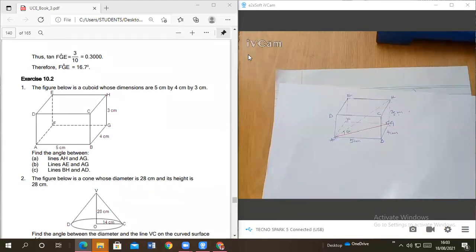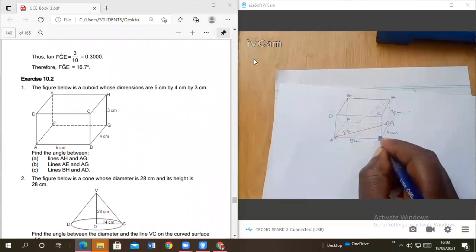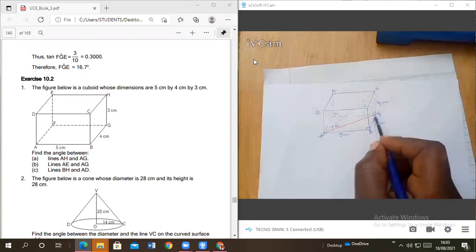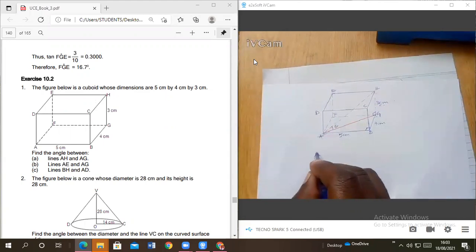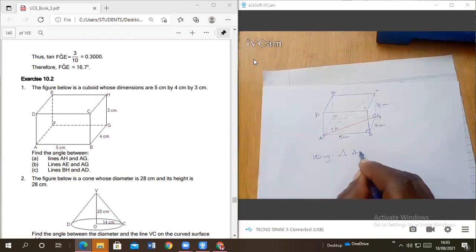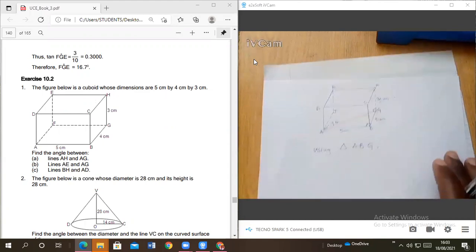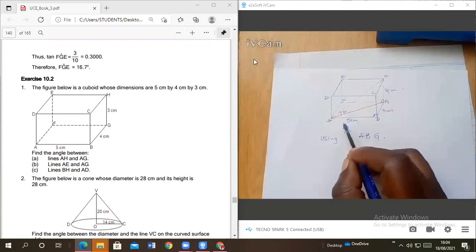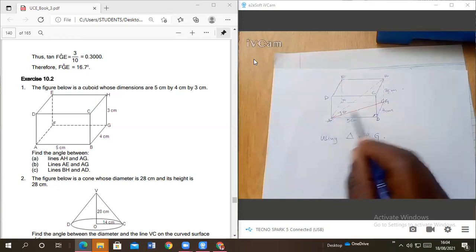Okay, Maya is saying we are going to use A, B, and G. That is correct, A, B, and G, because at this point here, we have 90 degrees. Esther, are we together? Yes, teacher. Okay, so we are going to use this triangle A, B, G. It is also a right angled triangle, so we can use Pythagoras Theorem to find AG.